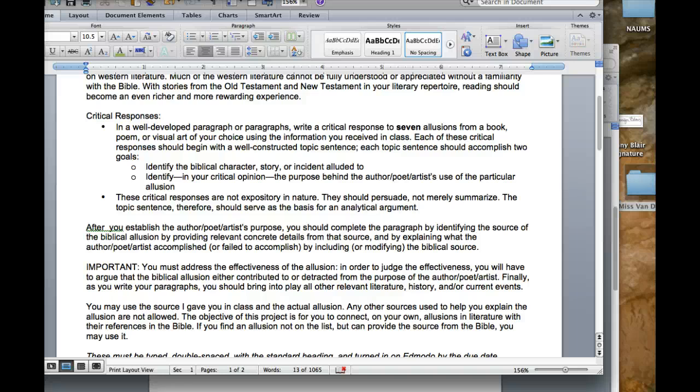And remember, in your critical response, they're not expository in nature. So you're not just summarizing what's happening. You're actually trying to persuade. That's one of your purposes. So you're creating an argument in that topic sentence.